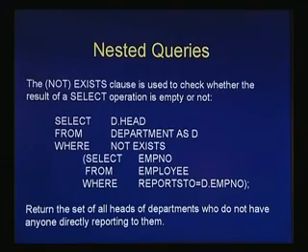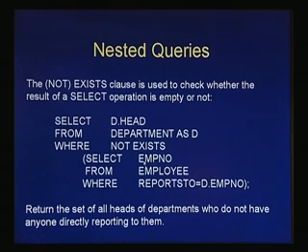It just says select d dot head from department as D, of course, that is alias department as D, where not exists, okay, where the following condition does not exist. What is the following condition? Which is the inner query. Select employee number from employee where reports to equal to D dot employee number. Okay. So that means essentially I am looking at the head of all departments, that is I am looking at d dot head.